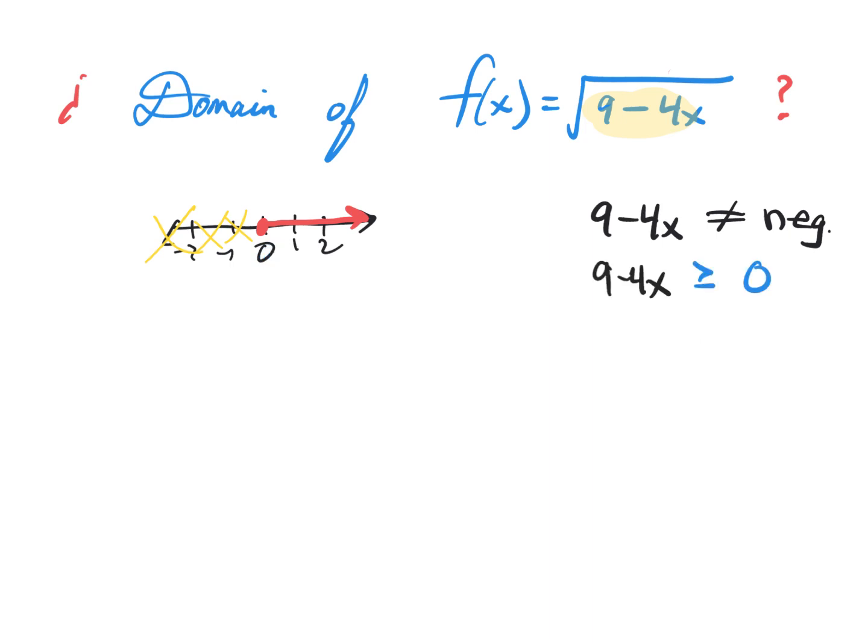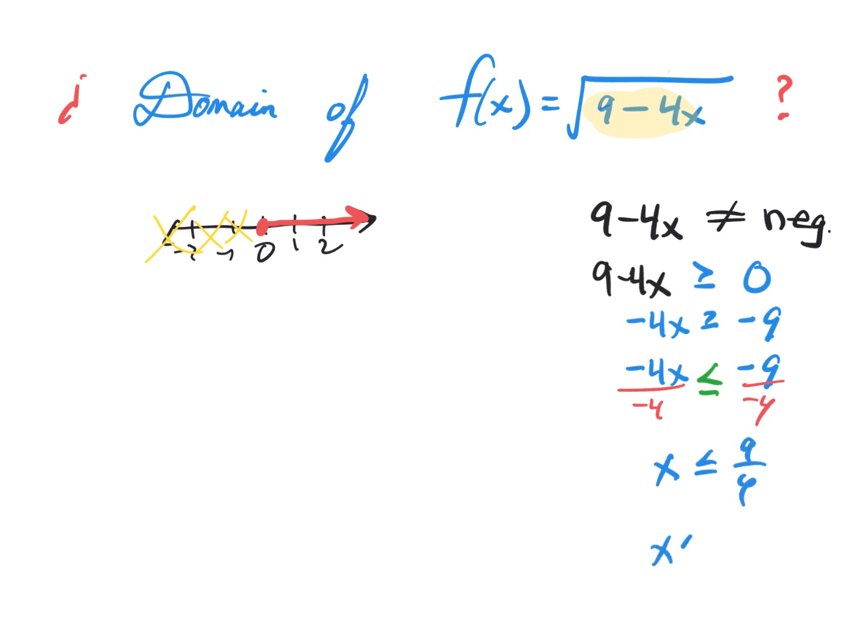And now we can subtract 9 from both sides. Now we can divide both sides by negative 4. Don't forget though, if you ever multiply or divide by a negative number, the inequality sign has to change directions from pointing to the right to pointing to the left. And now we have it. x would have to be less than or equal to 9/4, or we can say less than or equal to 2 1/4. And that's our domain.